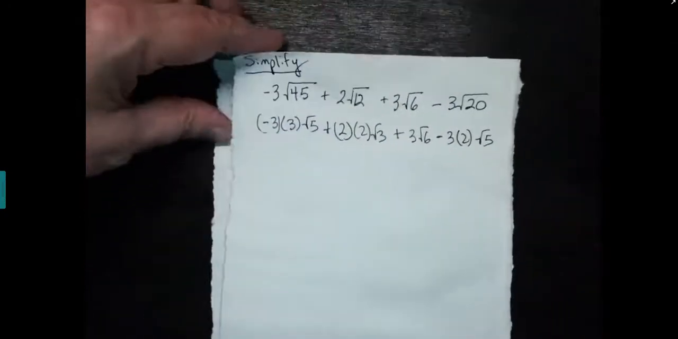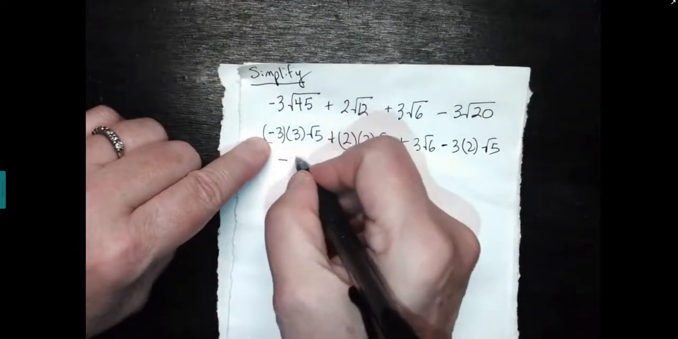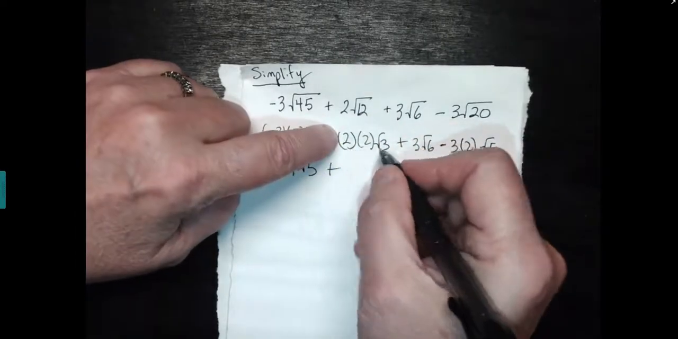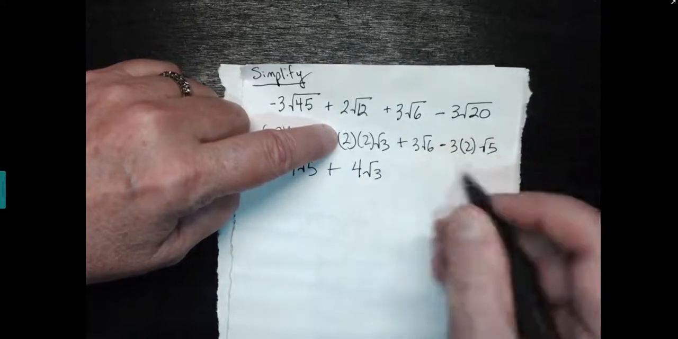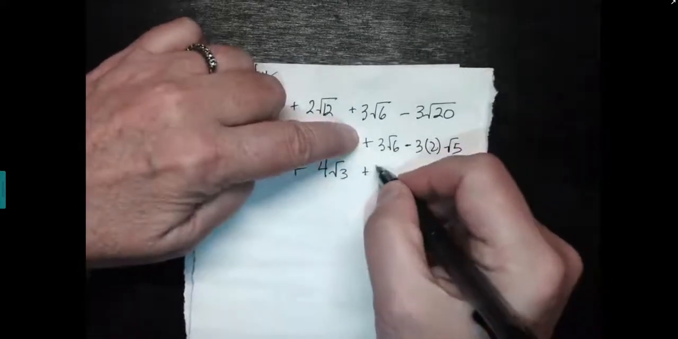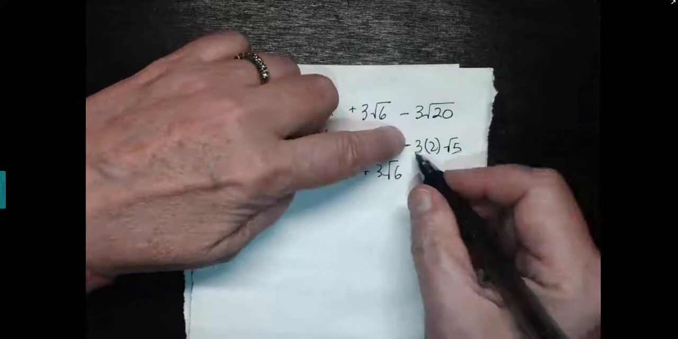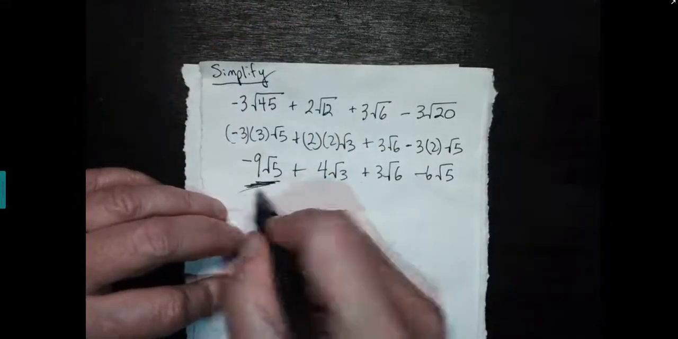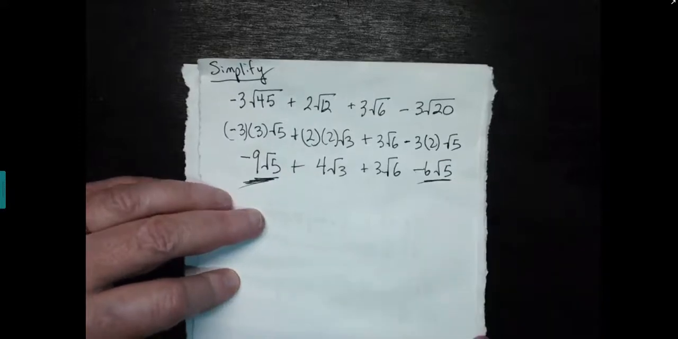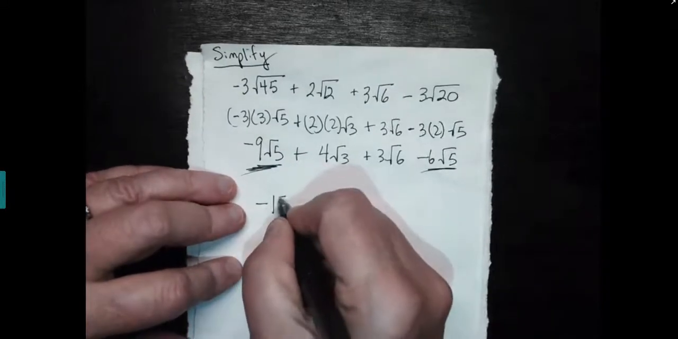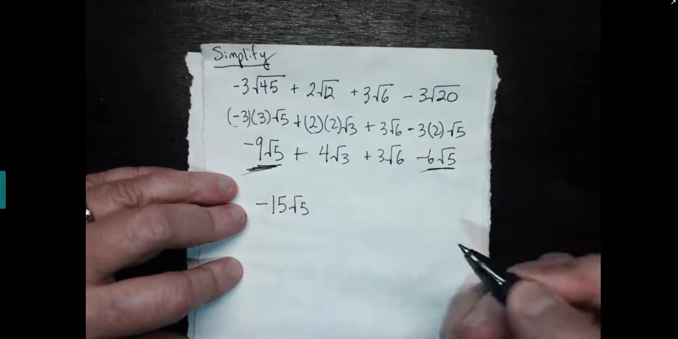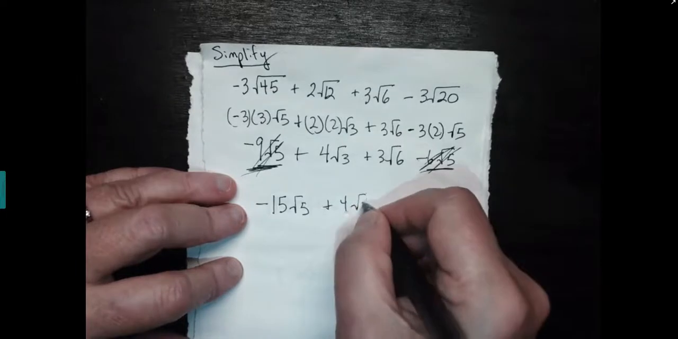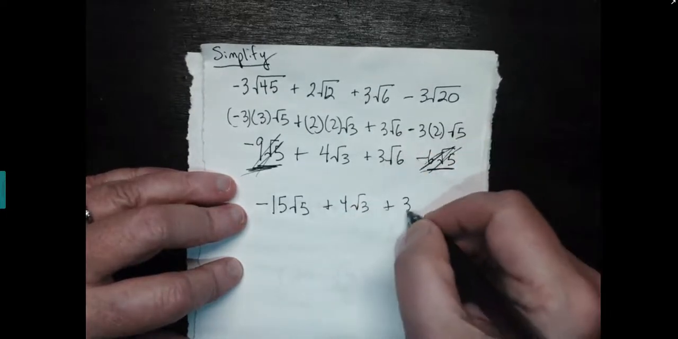Okay, now I can go to town. That will be negative 9 times the square root of 5. That will be plus 4 times the square root of 3, plus 3 times the square root of 6, minus 6 times the square root of 5. Okay, so I can put those together, and I'll have minus 15 times the square root of 5, then plus 4 times the square root of 3, plus 3 times the square root of 6.